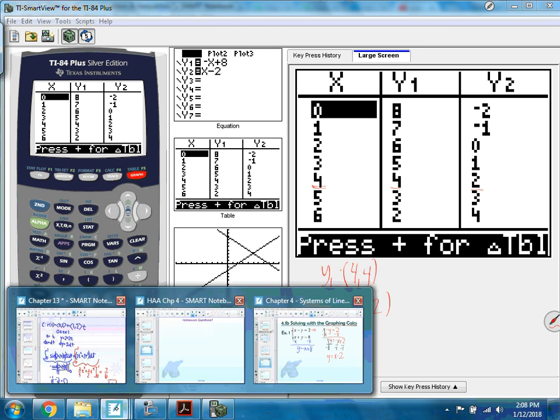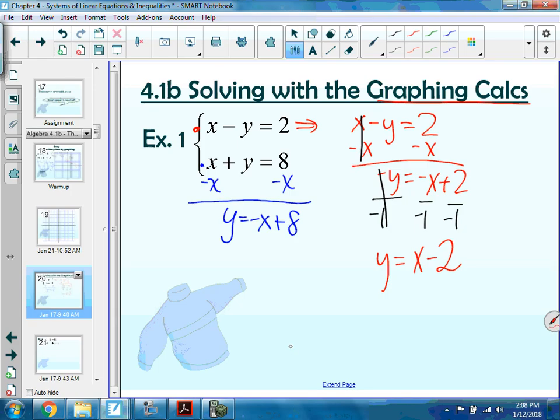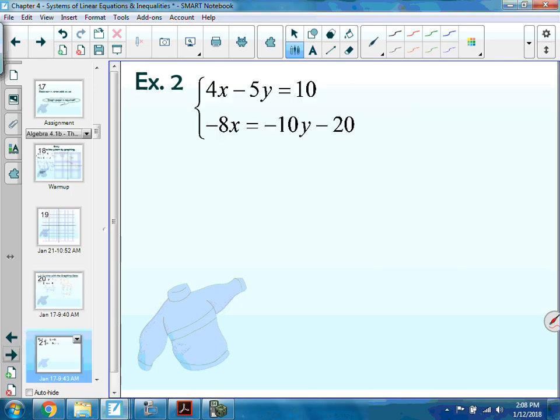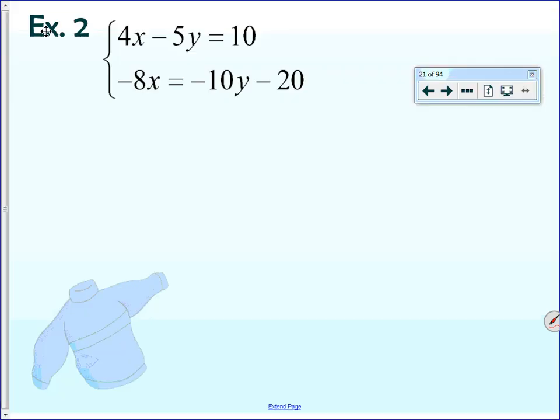All right, let's go on to do another one. Because this one we really didn't even need the calculator for. So let's do this one. Let's put both of these in y equals form.